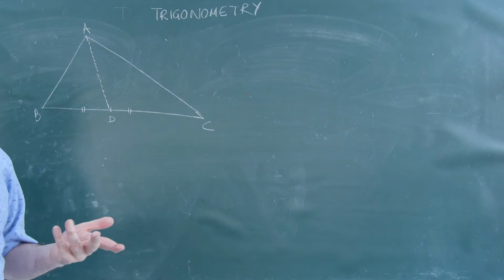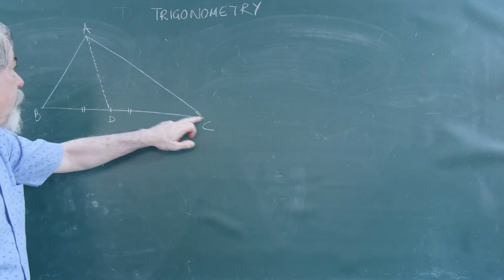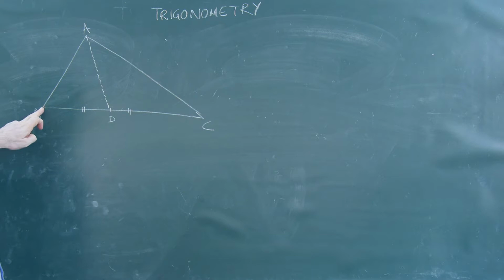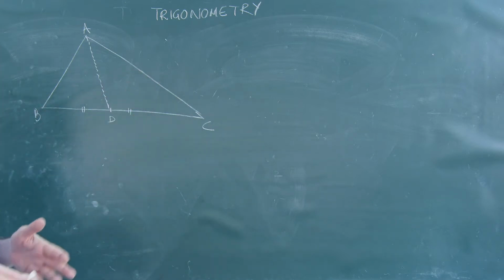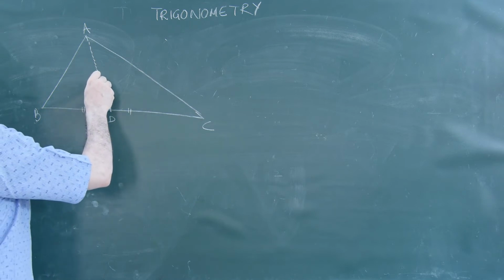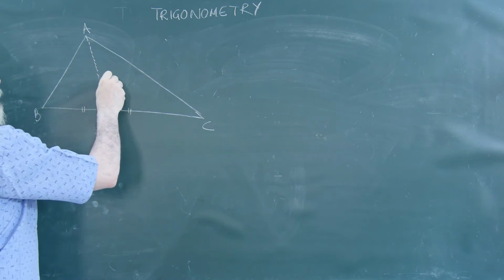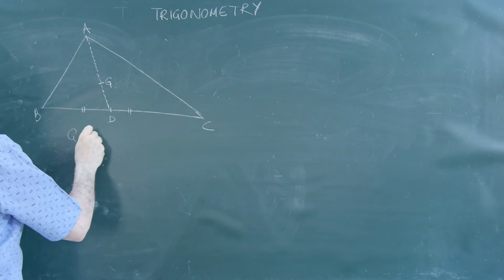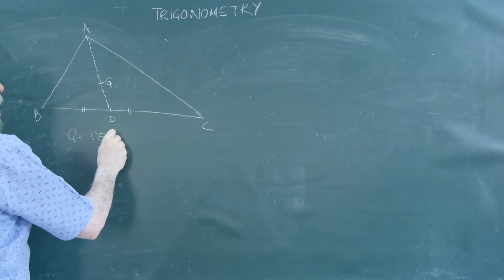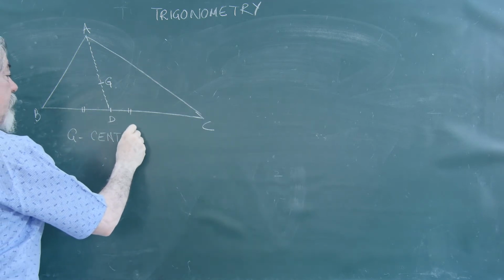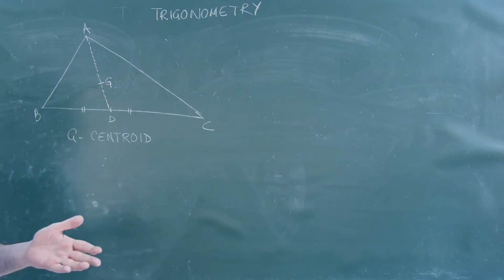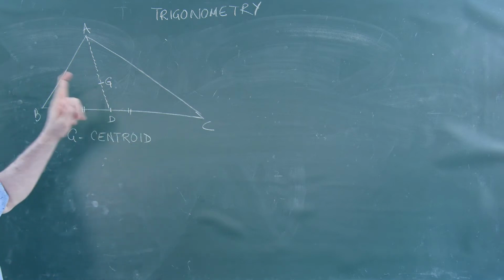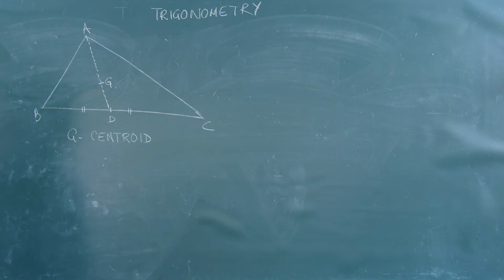There are 3 medians of a triangle. If I join C to the midpoint of AB, and if I join B to the midpoint of AC, I will get 2 more medians. And all the 3 medians will pass through a point which is called centroid. G is called centroid. Centroid is the point of concurrence of medians. The 3 medians of the triangle are concurrent at the centroid.